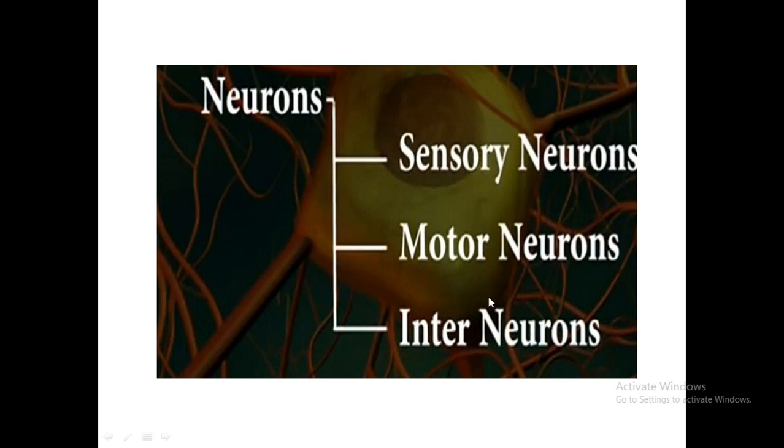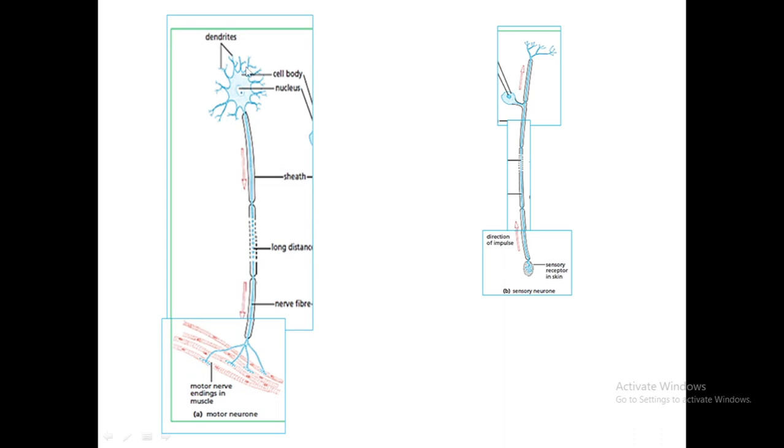When you see the first one, the sensory neurons, as the name indicates, they are the ones which receive signals from the sense organs. Because of that, we call them sensory neurons. These sensory neurons carry electrical impulses towards the central nervous system, and after the central nervous system processes the information, the motor neuron takes the response towards the effector organ.